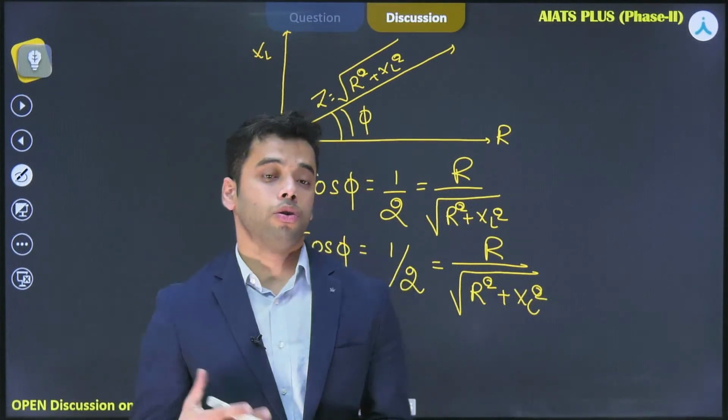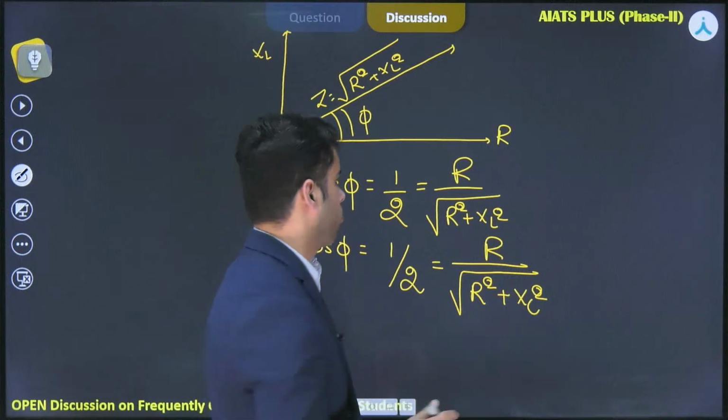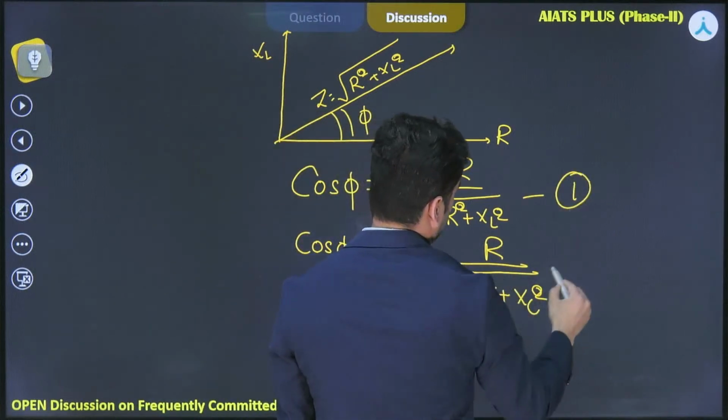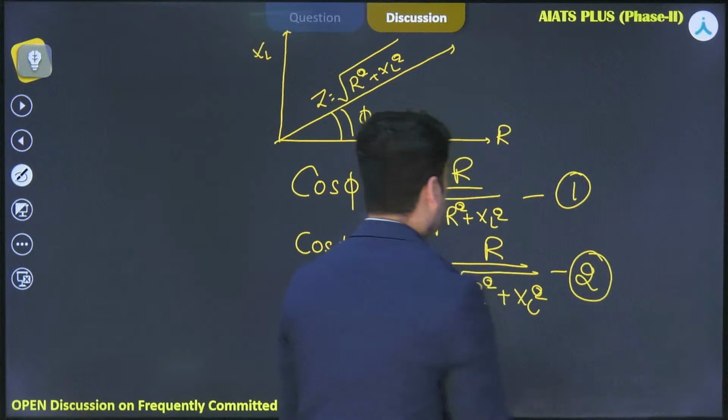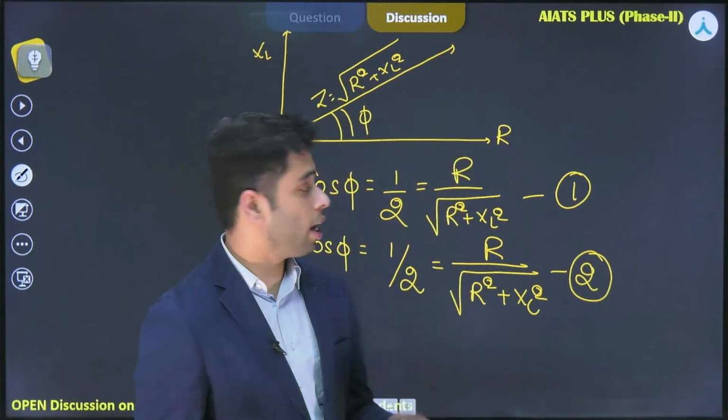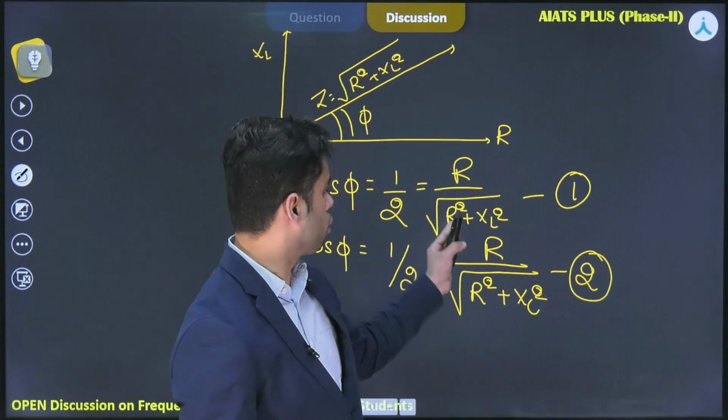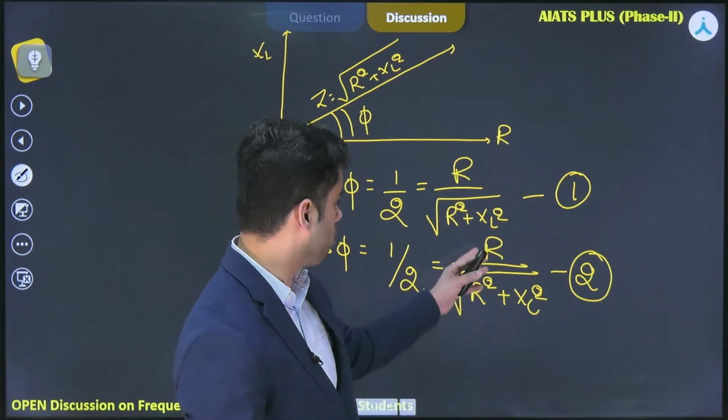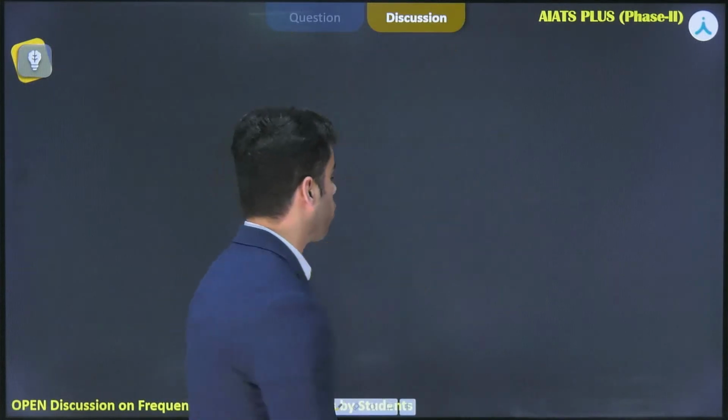Okay, and no one is getting the answer to this problem. This is my equation 1, this is my equation 2. If I compare equation 1 and 2, they are equal. It means that R upon under the root of R square plus XL square should be equal to R upon under the root of R square plus XC square.